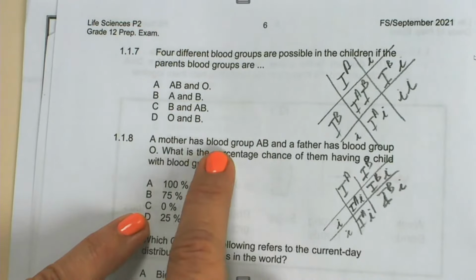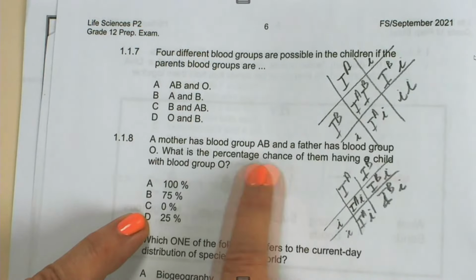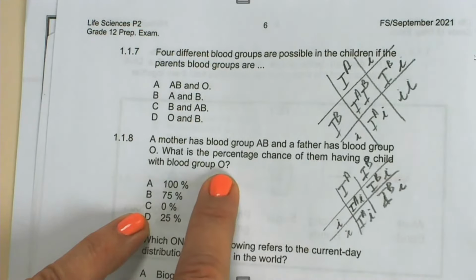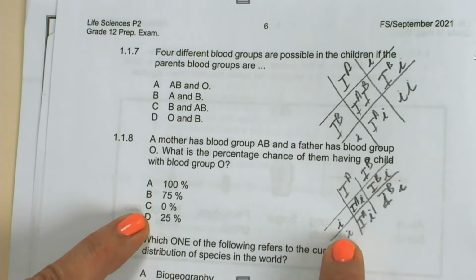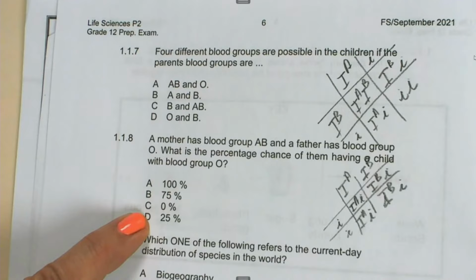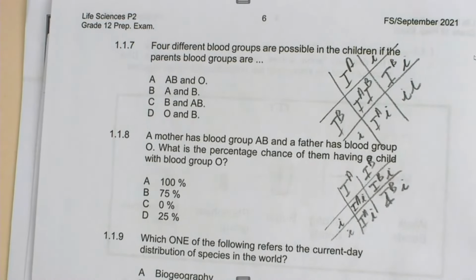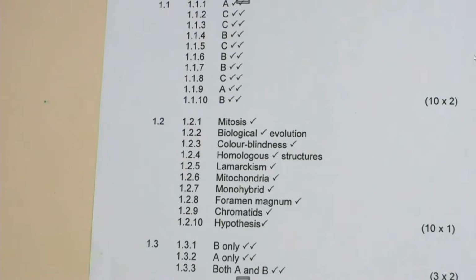A mother has a blood group AB, and the father has a blood group O. What is the percentage of them having a child with O blood group? So AB, there's AB, and there's the father. So in this case, they have a 0% chance of having a child with O blood group. All right. So just to emphasize on those multiple choice questions, in this case, it stays the same as stated in the memo.